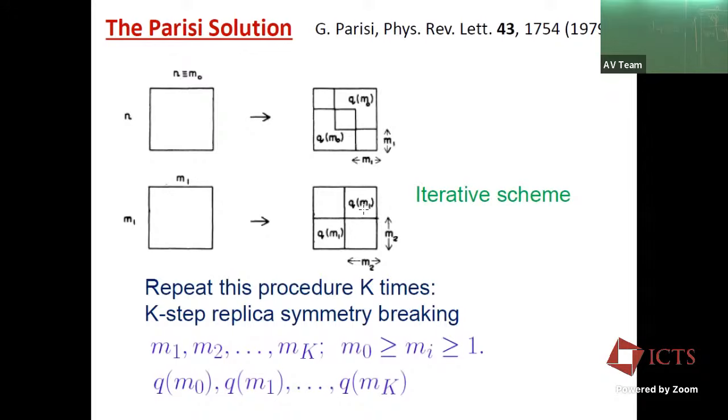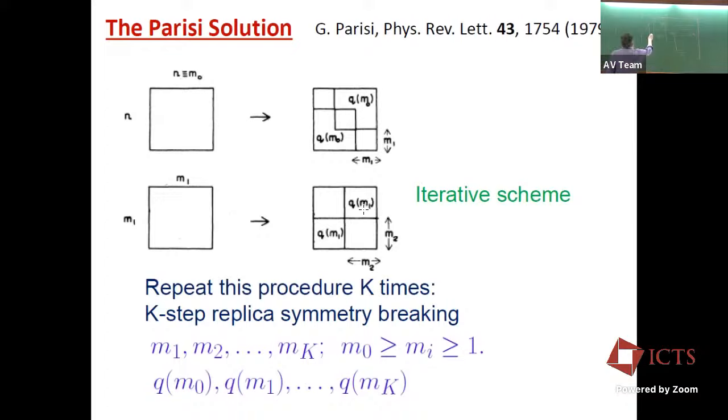so then, what Parisi did was to sort of continue this kind of blocking in an iterative way. Okay, from the picture, it is not so difficult to see. What we have done is, first of all, the original matrix I have broken up into these blocks, but each of these M1 by M1 blocks, I can again break up into M2 by M2 diagonal blocks.